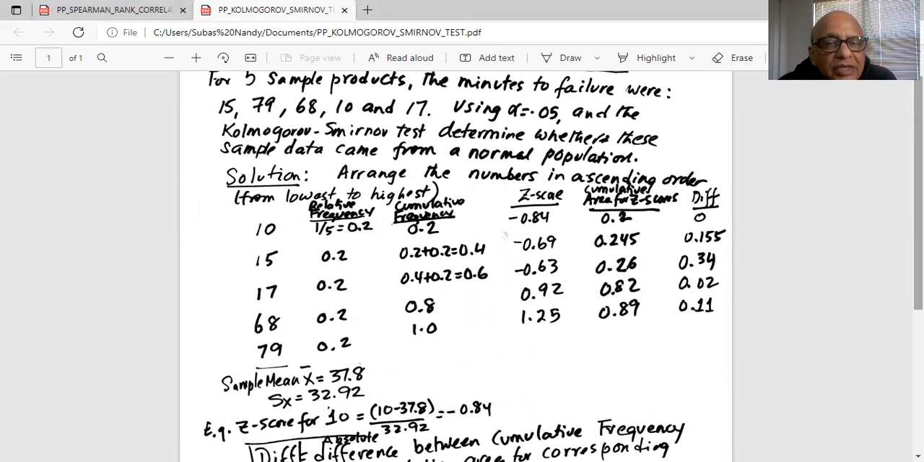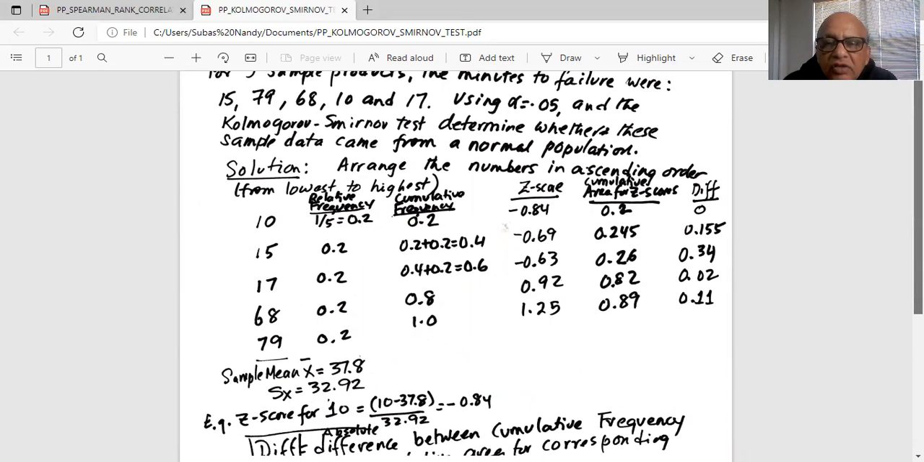Now we calculate the cumulative frequency up to each number. For the first number, it's only 0.2. For the second number, it is 0.2 plus 0.2, 0.4. For the third number, 0.4 plus 0.2 is equal to 0.6. For the fourth number, 0.6 plus 0.2, 0.8. And for the last number, 0.8 plus 0.2, 1.0. Cumulative frequency is shown in the third column.